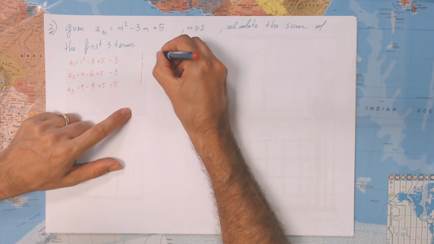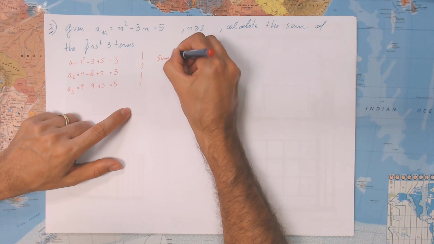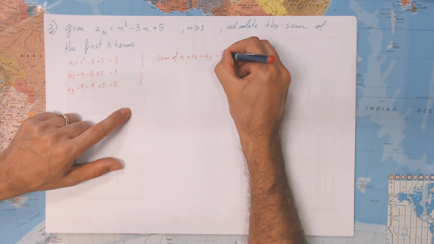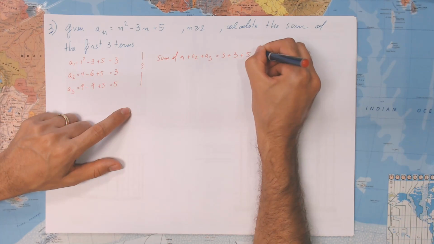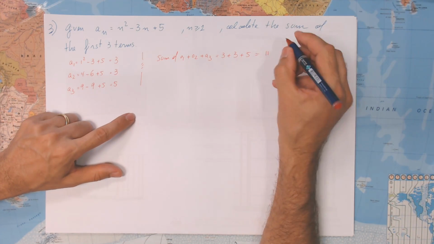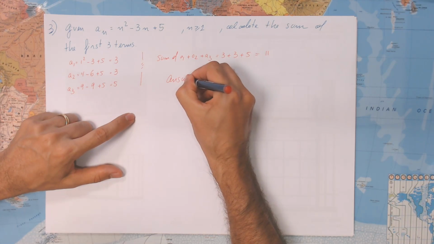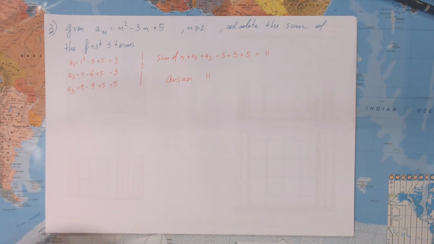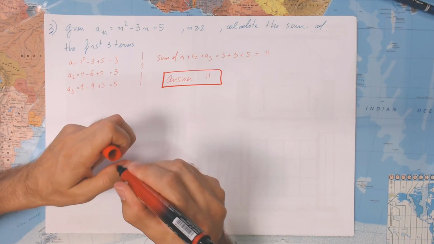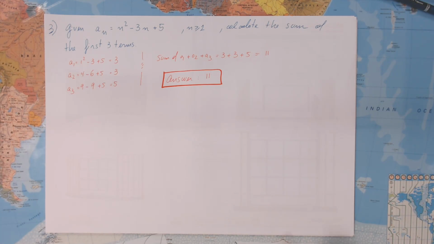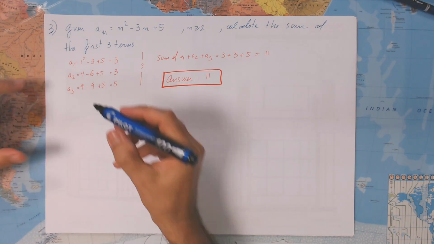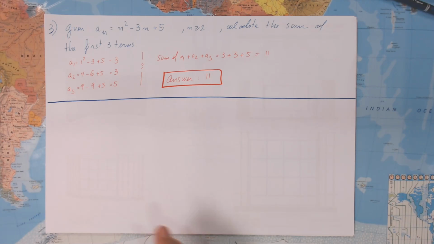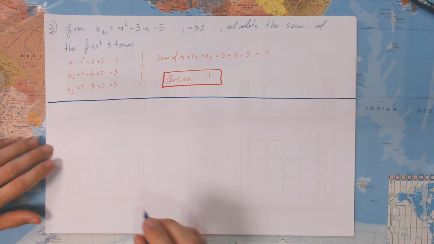Well, the sum of a1 plus a2 plus a3 is going to be what? 3 plus 3 plus 5. Those are 6 with 5, 11. So the answer is going to be 11. Simple, right? It's just the idea that I wanted you to follow. And now let's make the fourth one. Number 4.